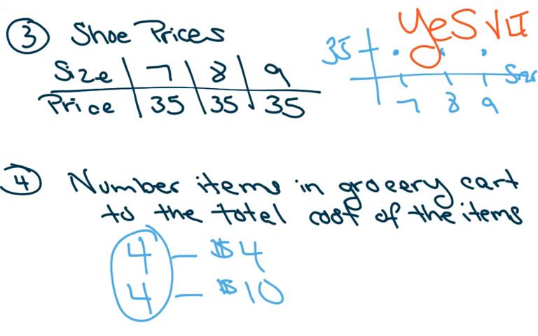So thinking about that, could it be a function or is it not a function? Well, it really depends on what's in your cart, but since it is talking about number of items, if you were buying 4 really cheap items versus 4 really expensive items, they're going to have different price points. So this would not be a function. Nope, not a function. Okay, and there's our lesson for 1.6.